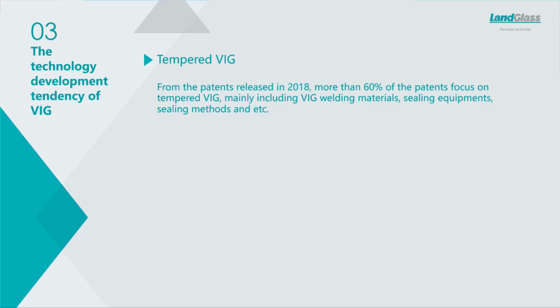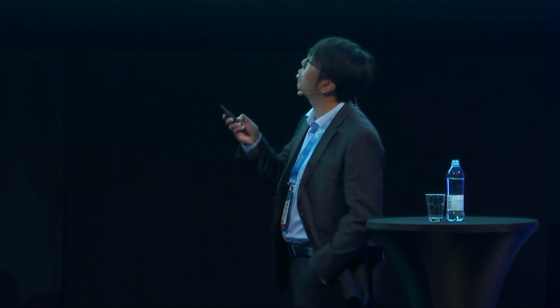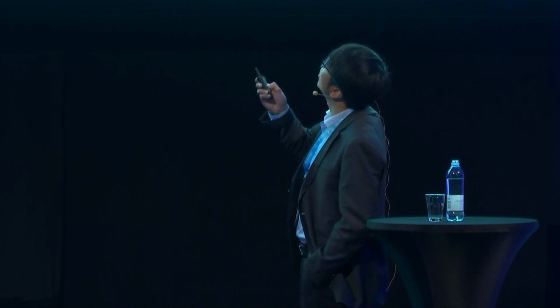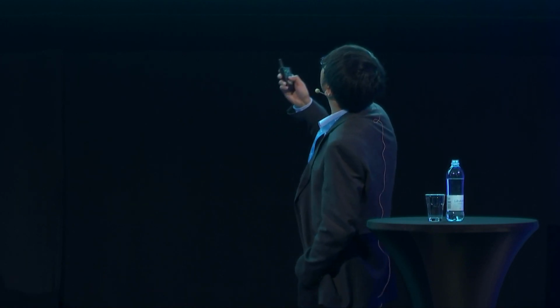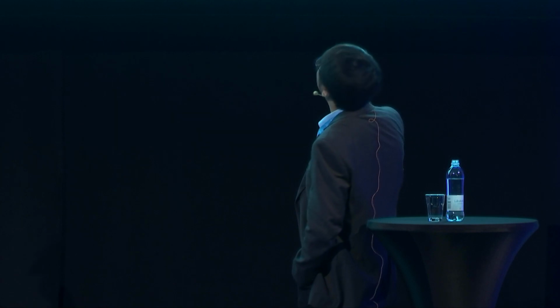And another one is about tempered VIG. For the tempered VIG, we have found that more than 60% of patents focus on it. So basically, people are always looking for safety glass. They want the VIG to be fully tempered. And here is also something very interesting: why do a lot of patents include sealing equipment and sealing methods?